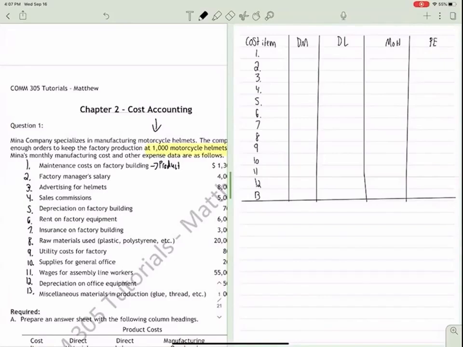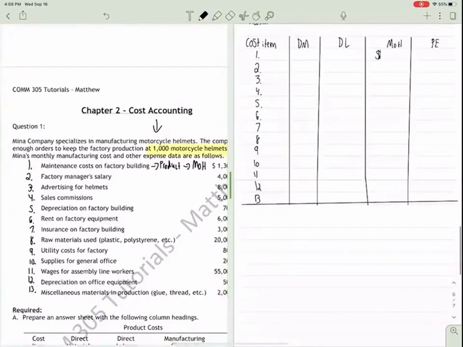Remember the whole example of electricity. You can't see electricity on the product itself. Needless to say, you need to account for it. All right? So maintenance cost on the factory building is a product cost. Because I can't see it, it is MOH. Does everyone understand how we break down these problems? All right, so you're putting $1,300 here in this MOH.